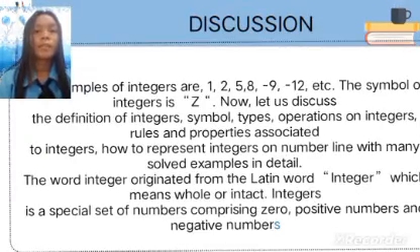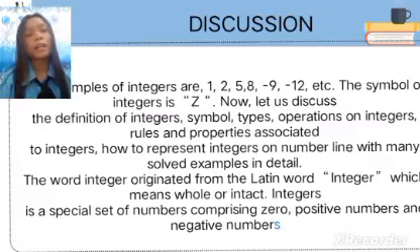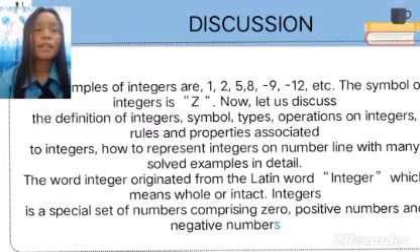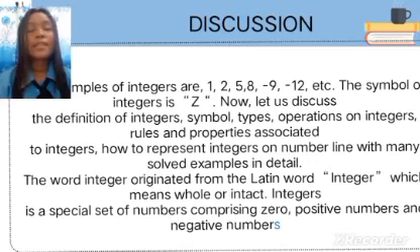Examples of integers are 1, 2, negative 9, negative 12, and so on. The symbol of integers is capital Z. Now let us discuss the definition of integers, symbol, types, operations on integers, rules and properties associated with integers, and how to represent integers on a number line, with many solved examples in detail.